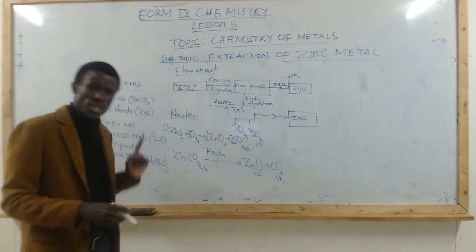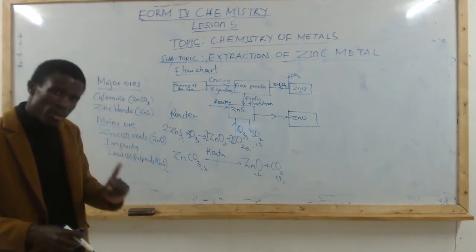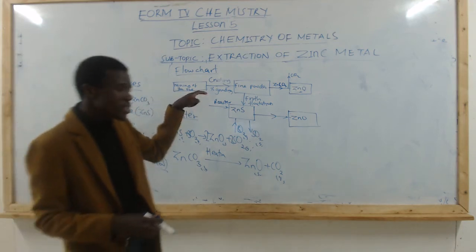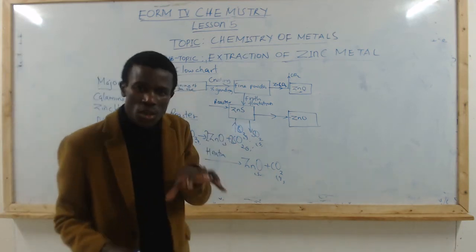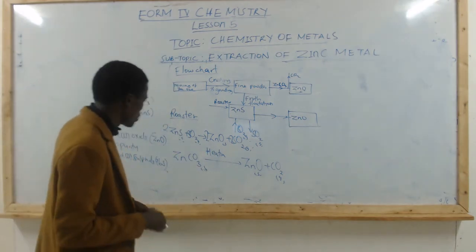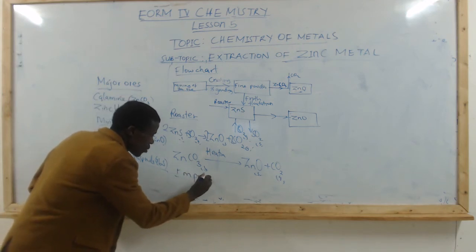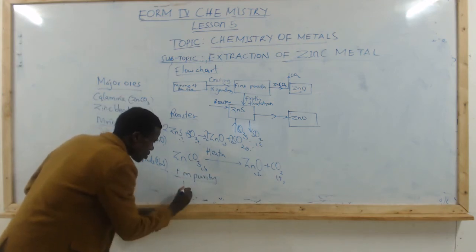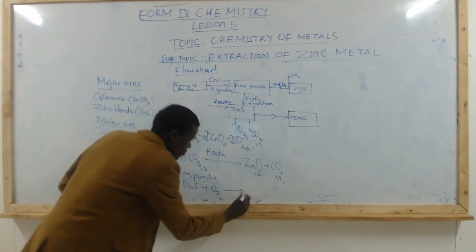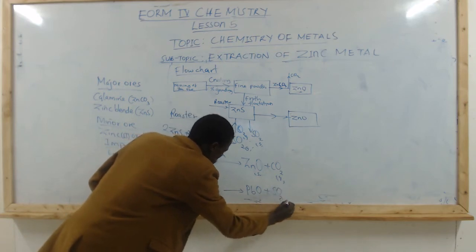Remember, before we go to the reduction process, the major impurity in this case was lead 2 sulfide. So by the time zinc sulfide was being roasted, the impurity also underwent roasting because it is also a sulfide of lead, to form lead oxide and also sulfur 4 oxide.